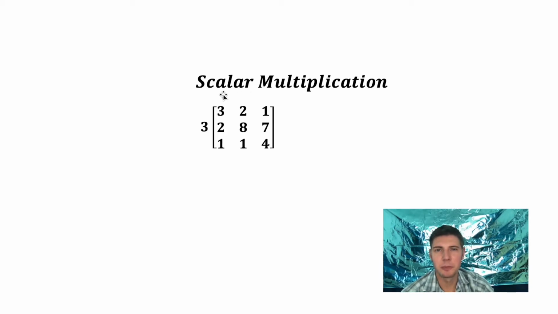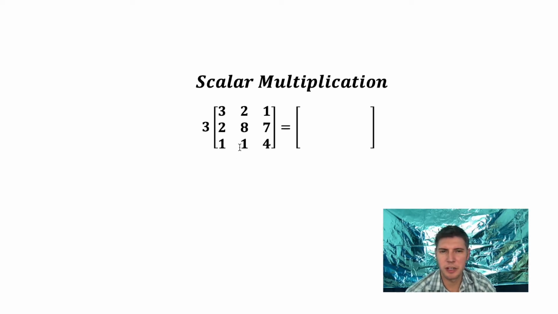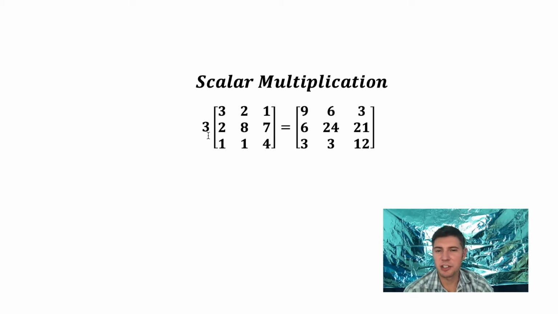Next is scalar multiplication. That's having a scalar number being multiplied by the entire matrix. Since this is a 3 by 3 matrix, the result will also be a 3 by 3 matrix. All we do is 3 times 3 is 9. 3 times 2 is 6. 3 times 1 is 3. 3 times 2 is 6, and so on for the other values. We're essentially distributing this 3 to all the different terms. And that is how scalar multiplication works for matrices.